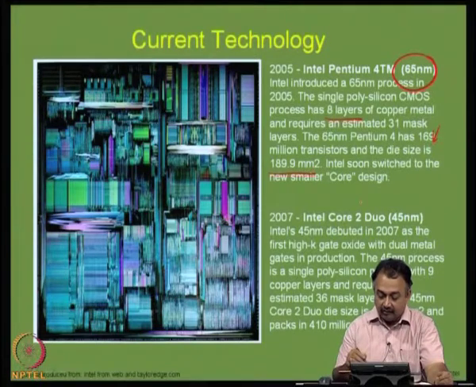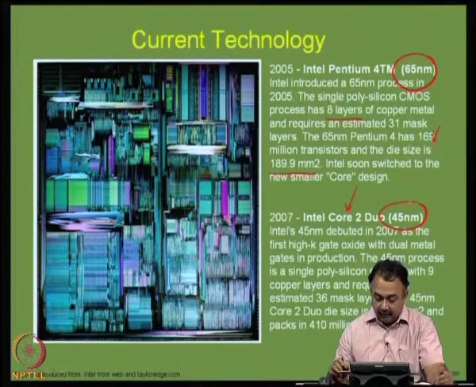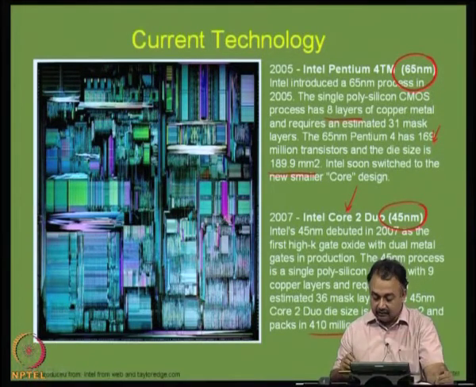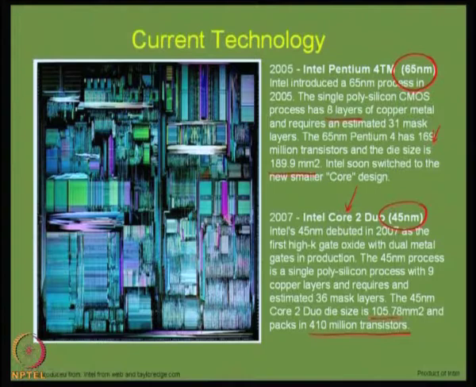So, Intel soon switched to the new smaller core design. In 2007 came the Core 2 Duo, which used 45 nanometer technology, and you can see that it contained 410 million transistors, and the die size is around 105.78 mm squared. So, the die size keeps varying, but you can see the number of transistors has increased. It is possible to increase the number of transistors, as we have seen, basically because the line width has reduced. If the technology had not improved, we would not have been able to increase the number of transistors.